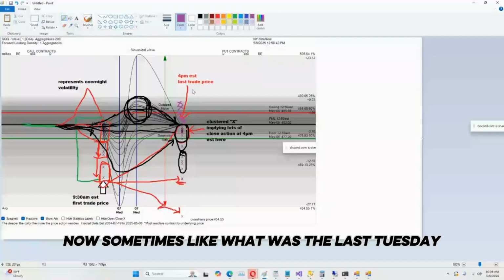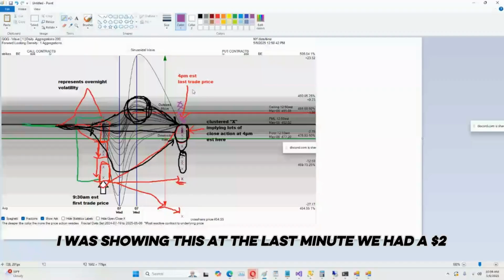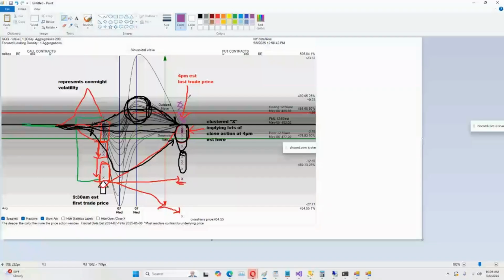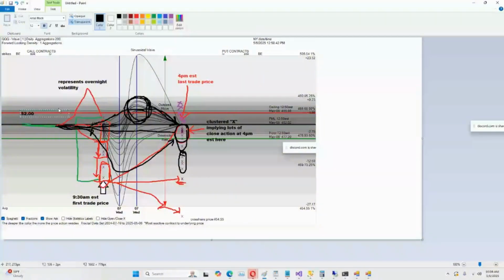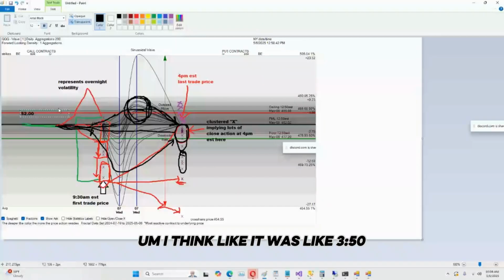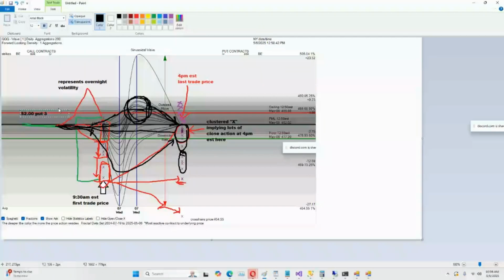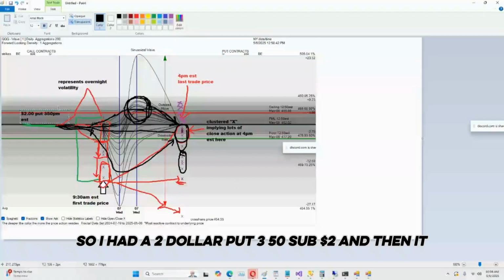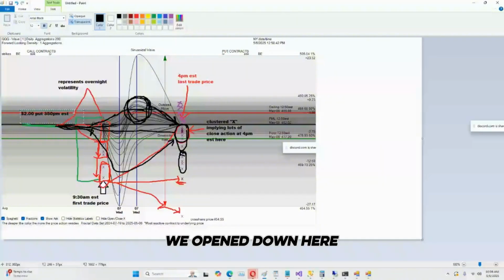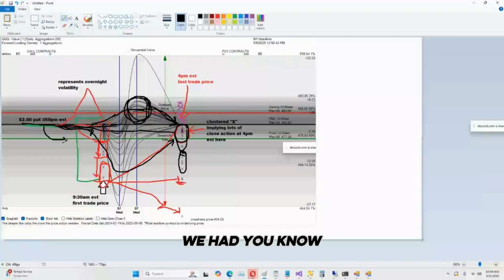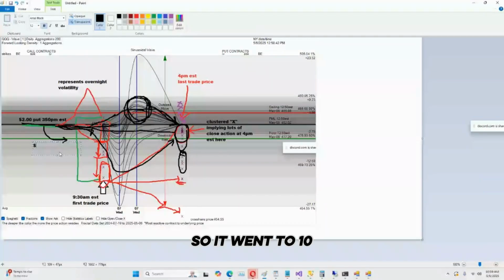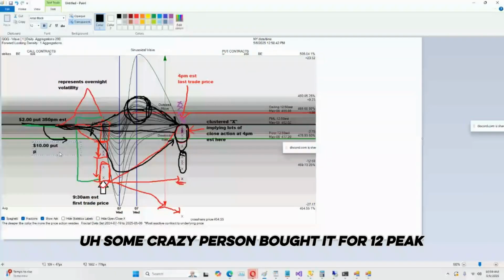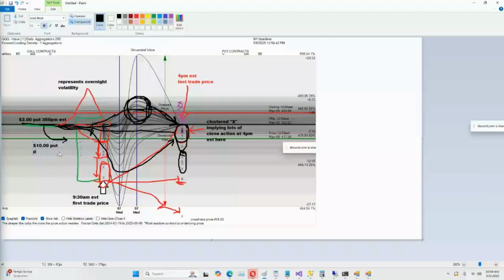Now, sometimes, like, what was it, last Tuesday? I was showing this at the last minute. We had a $2 put, I think it was like 350, sub $2. And then we opened down here, so it went to 10. Some crazy person bought it for 12 peak. So we had that.